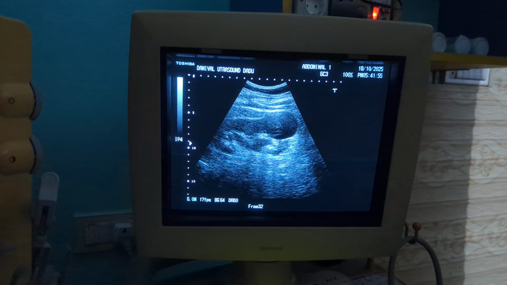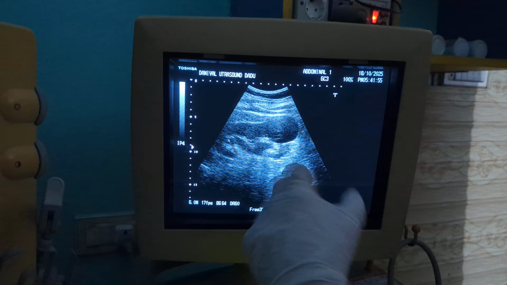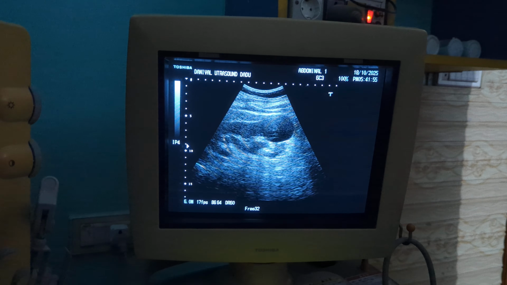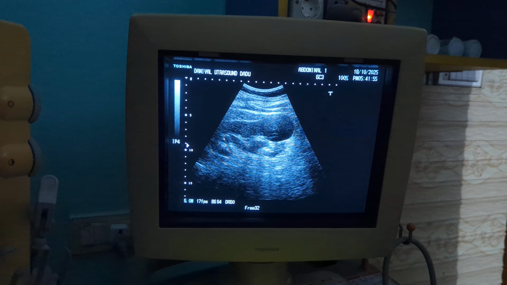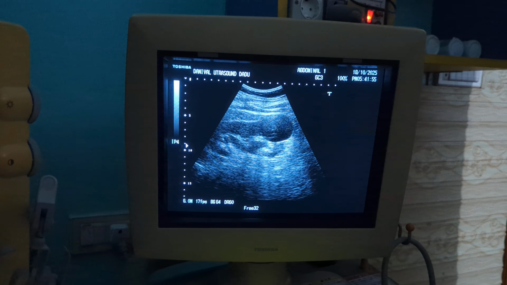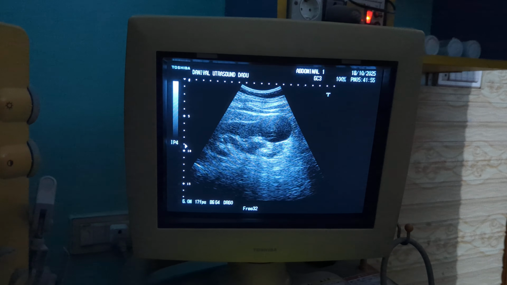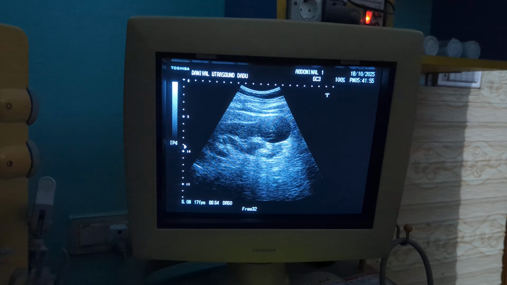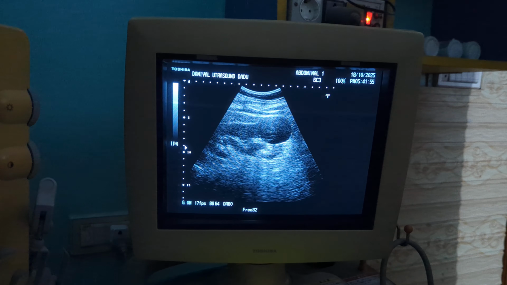Now we have to differentiate between the renal cyst and the hydronephrotic kidney. Sometimes it becomes quite difficult to understand when the renal cysts are in between the hydronephrotic kidneys, or when there are cysts in hydronephrotic kidneys. It becomes sometimes quite difficult to differentiate between these two entities. So today we have chosen this topic to understand all these things.